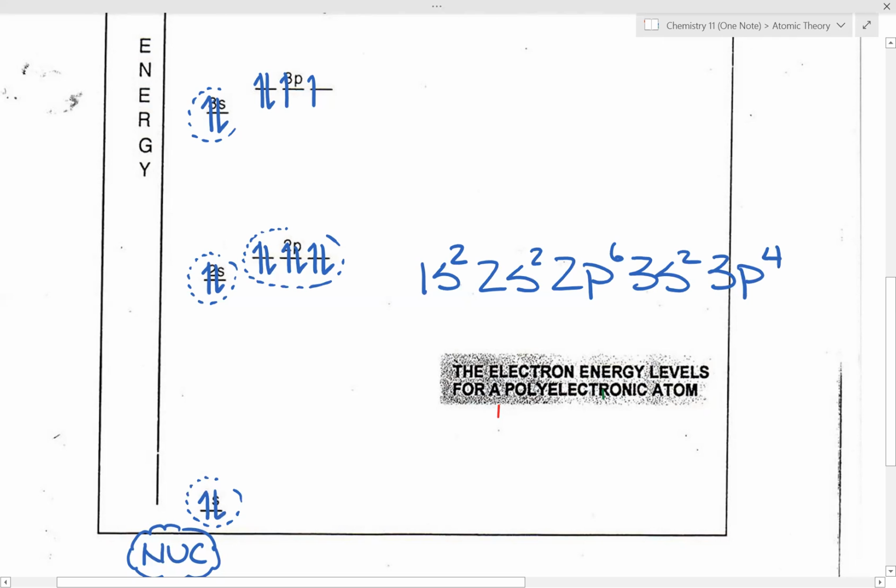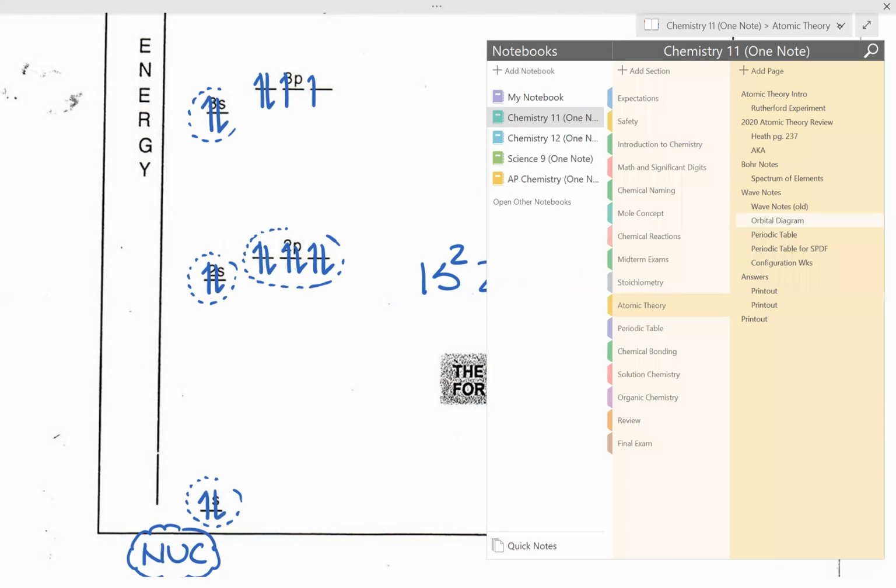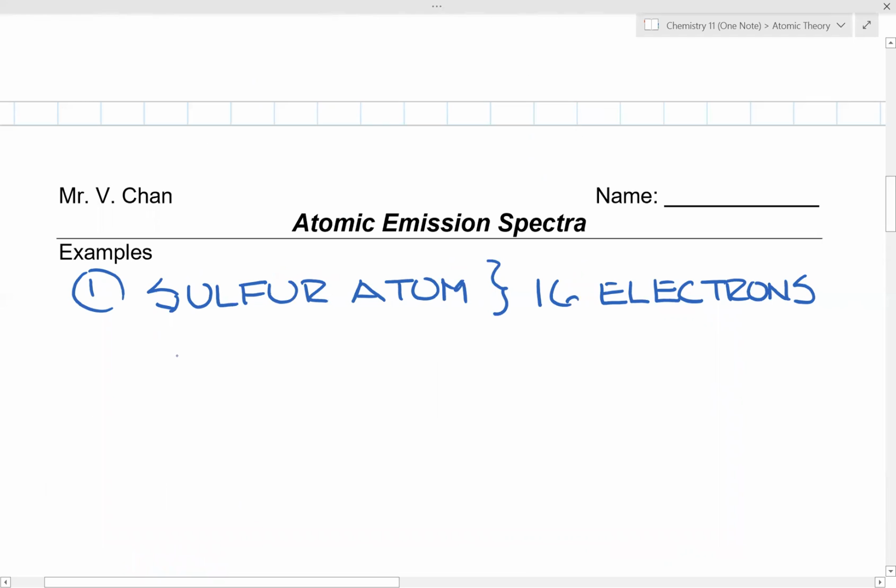That's the electron configuration. Now, if I were to write this, I would say that it is 1s2, 2s2, 2p6, 3s2, 3p4.